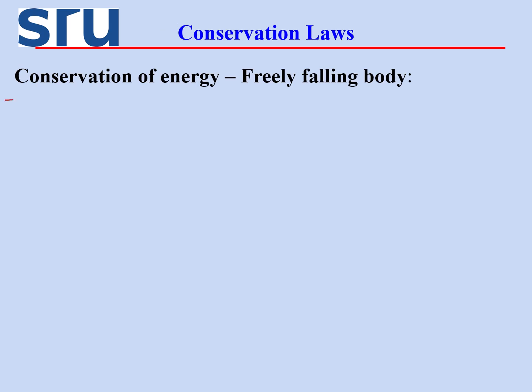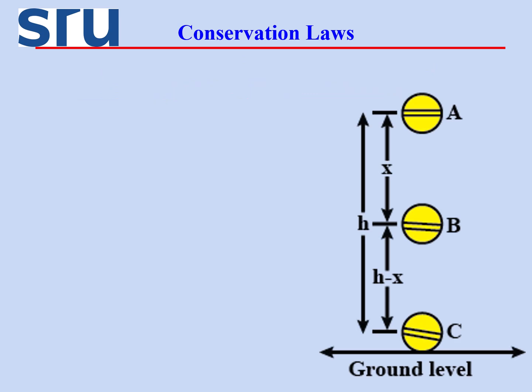Now, next coming to the conservation of energy, we see the case of a freely falling body. Now, one object is a freely falling body. Initially, it is at a point A. Now, it travels a distance of x and reaches the point B, and then touches the reference level or ground. Okay, this is the case. It is the freely falling body, and the initial velocity is zero.